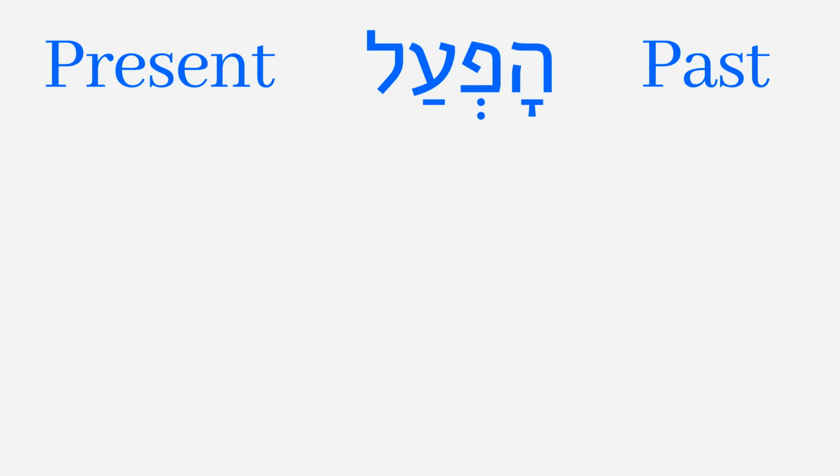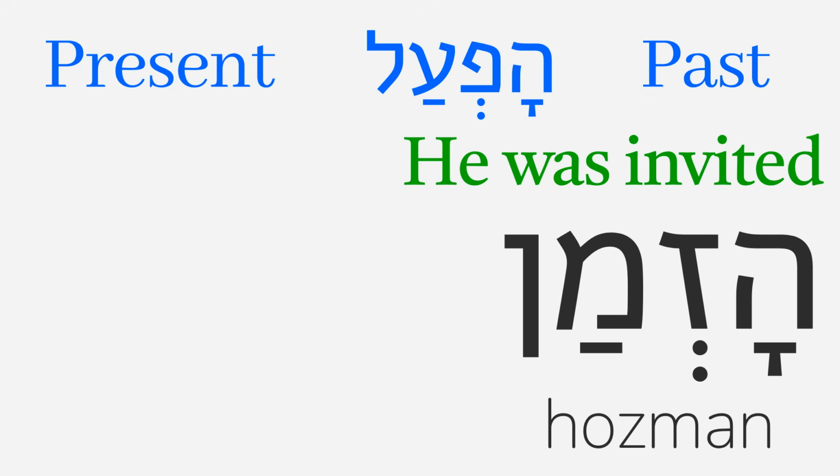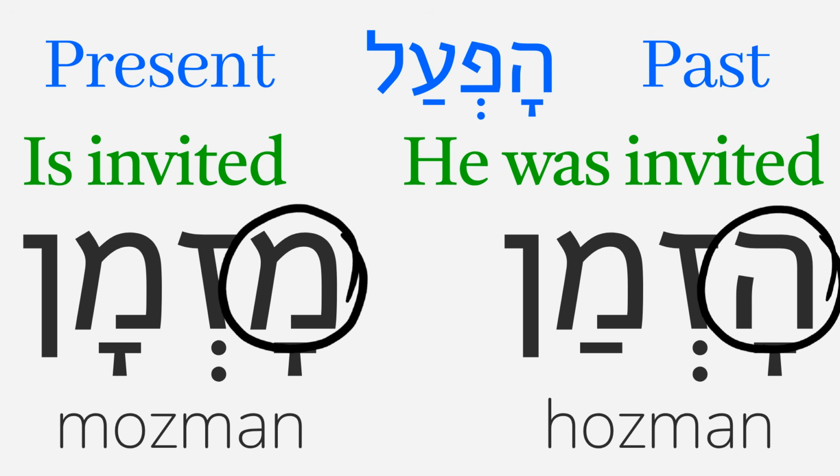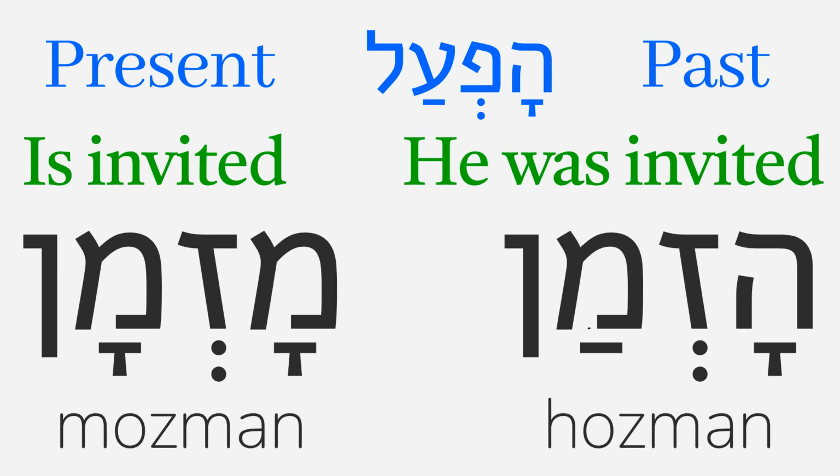The Hufal past tense verb, he was invited, is very similar to the masculine singular form of the present tense, mozman. The differences are, the past tense will have a he prefix instead of a mem prefix, and it will have a patach on the second root letter instead of a kamatz. Hozman, he was invited. Let's use a Hufal past tense verb in the sentence, I was invited to his house.